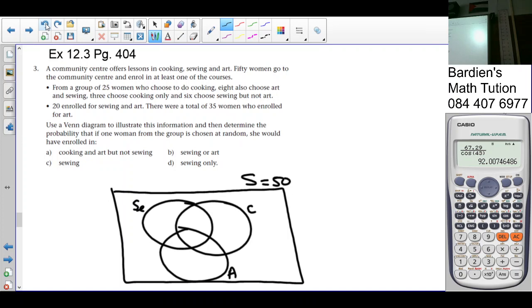From the group of 25 women who choose to do cooking, where does the 25 go? By the C. Of the 25 who do cooking, 8 also choose art and sewing. So where does the 8 go? In the middle, here is the overlap. 3 choose cooking only. Where does that go? C only.